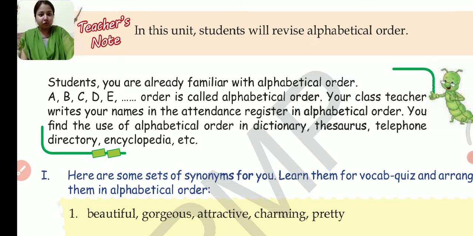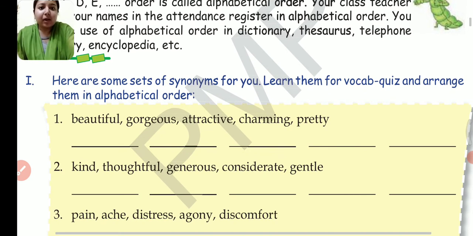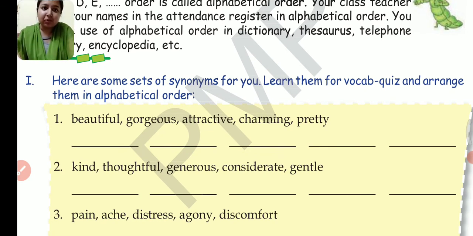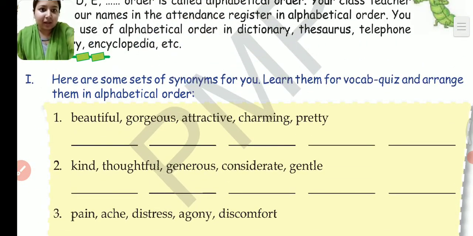It is very useful. Now let's move to the first exercise without any delay. Here are some sets of synonyms for you. Learn them for vocab quiz and arrange them in alphabetical order. So here are certain words given, till question number 6. These are sets of synonyms. Synonyms means they have the same meaning. The meaning of all the words is almost or nearly the same.